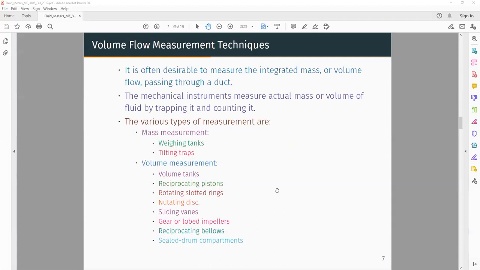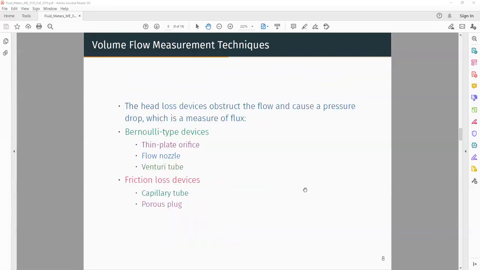So you get the volume flow rate. And the other examples are there. That is the reciprocating pistons, rotating slotted rings, nutated discs, sliding vanes, gear or lobed impellers, reciprocating bowls, and sealed drum components. So we will see some examples of these techniques subsequently in our classes.